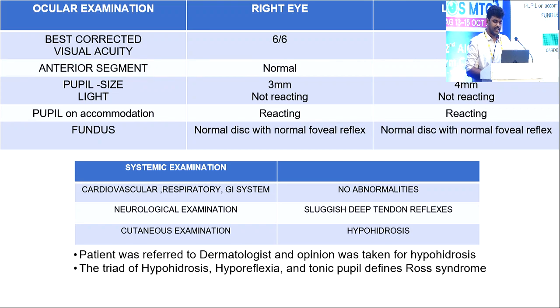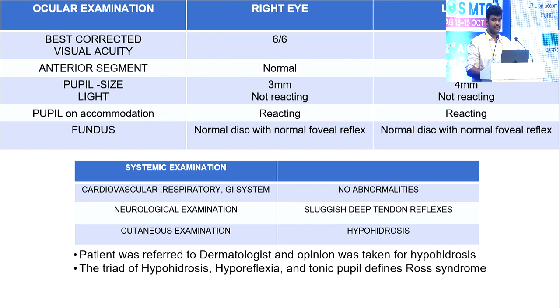Coming to the pupillary size, it was 3 mm in the right eye and 4 mm in the left eye, which was not reacting to light, but on accommodation it was reacting, and the fundus is normal with a normal disc and normal foveal reflex. Coming to the systemic examination, cardiovascular, respiratory and gastrointestinal systems have no abnormalities, but the neurological system shows sluggish deep tendon reflexes, and cutaneous examination shows there is hypohidrosis.